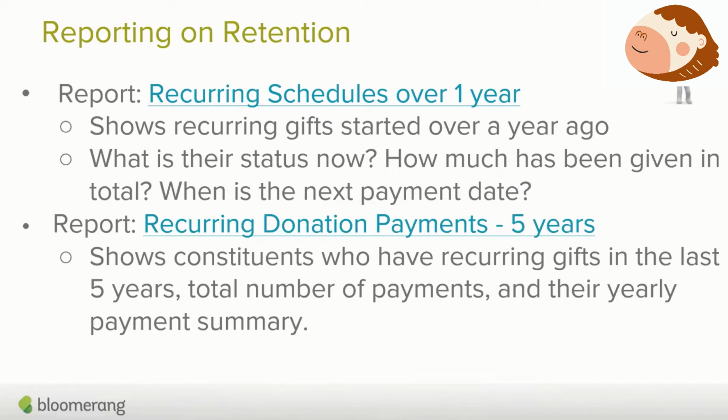So first, we're going to take a look at recurring schedules that are over a year old. So this looks at not your new recurring gifts, but recurring gifts that started over a year ago, because we want to take a look at, okay, it's been a year or the schedule has been going on for a year. What is the status now? Are they still giving? Is it active? Are they overdue? And how much has been given in total? And when's the next payment date?